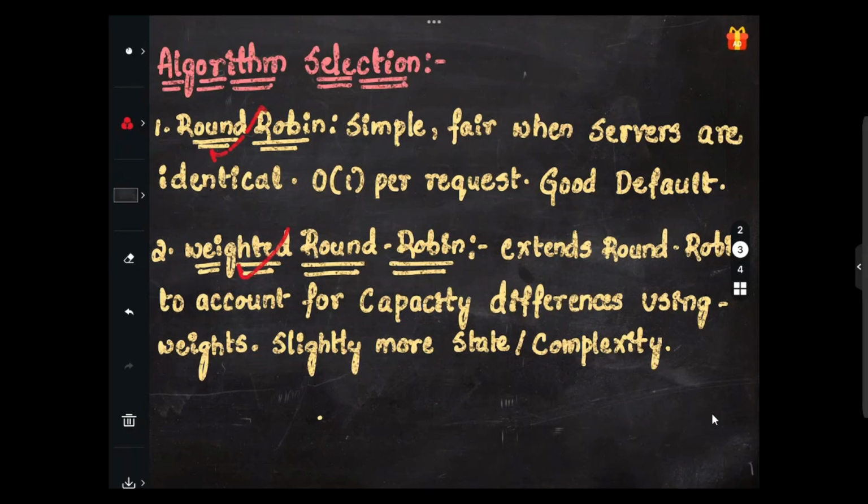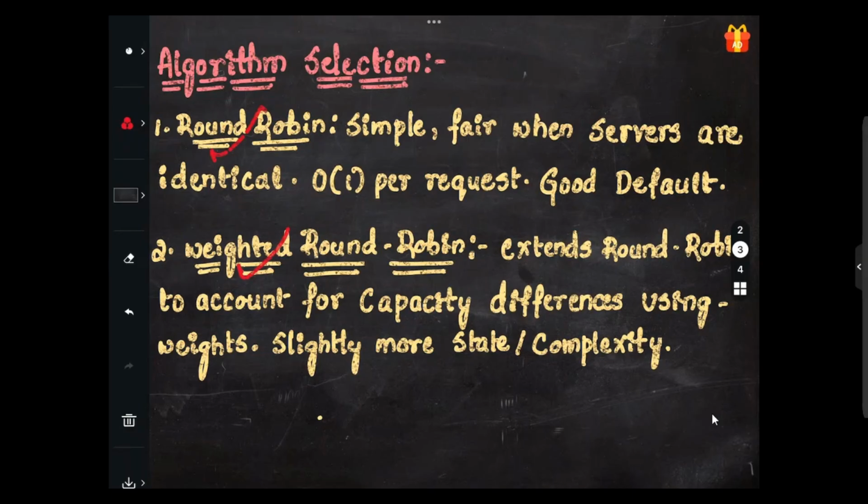Least connections means we forward the request to the server with the fewest active connections. This is good when requests have variable duration. It requires a min heap or minimum priority queue or tree for O(log n) selection, or approximate O(1) with sharding.